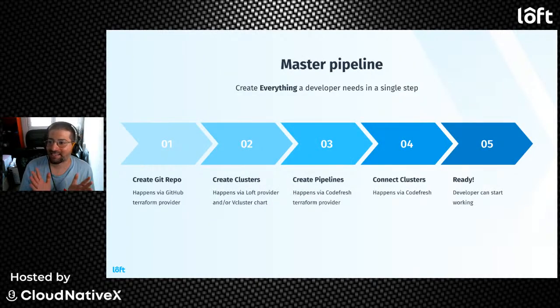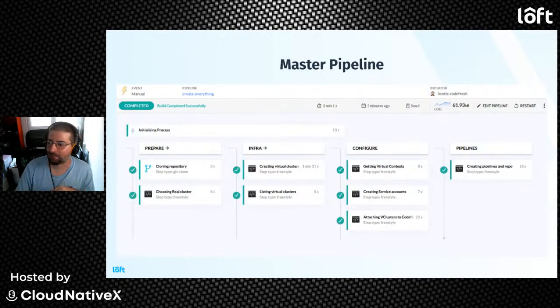We're going to create a master pipeline in Codefresh that itself is creating everything that the developer needs. So it will create a GitHub repo for source code. It will create virtual clusters, as we have seen. It will create pipelines in Codefresh. So this is a pipeline that creates pipelines, okay? It will connect the clusters to Codefresh. And then after we finish, we will say to the developer, okay, everything is ready. So this is the magic button that we are going to push.